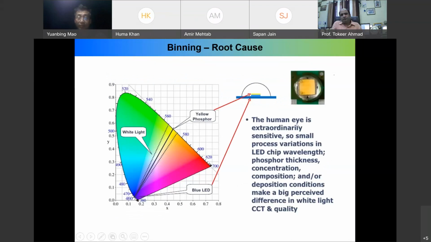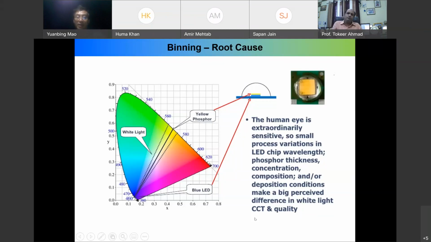The other thing is, if we make a lot of LED light sources, how do we make sure this one is the same as the other one, or that they are similar? So we use a new term called binning. This is the root cause: because our human eyes are extraordinarily sensitive, small process variations in the LED chip wavelengths, and also in phosphor thickness, concentration, composition, and deposition conditions, make a big perceived difference in white light CCT and quality.